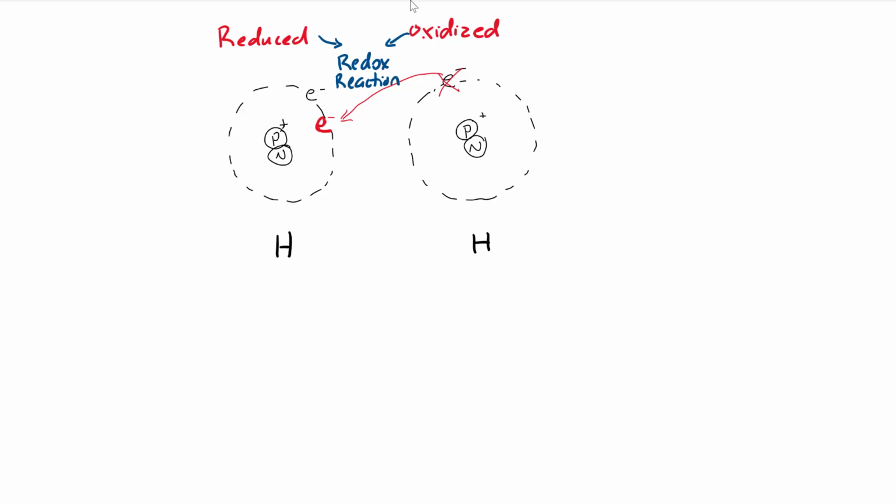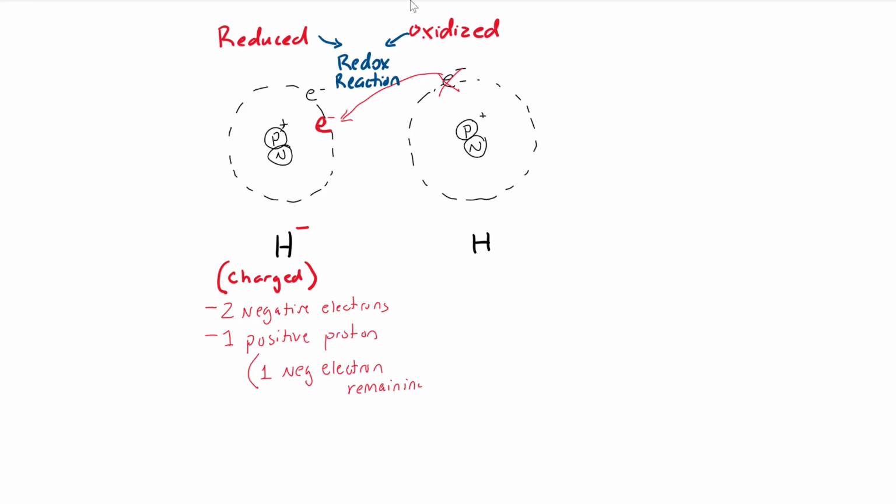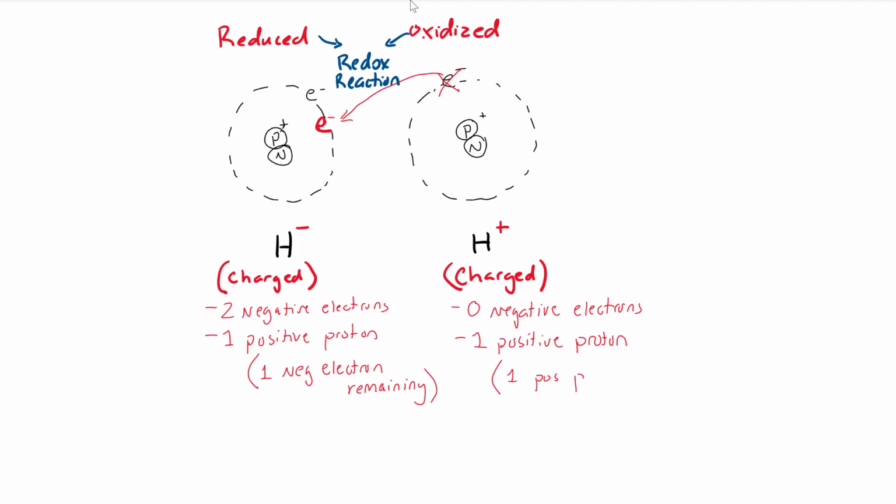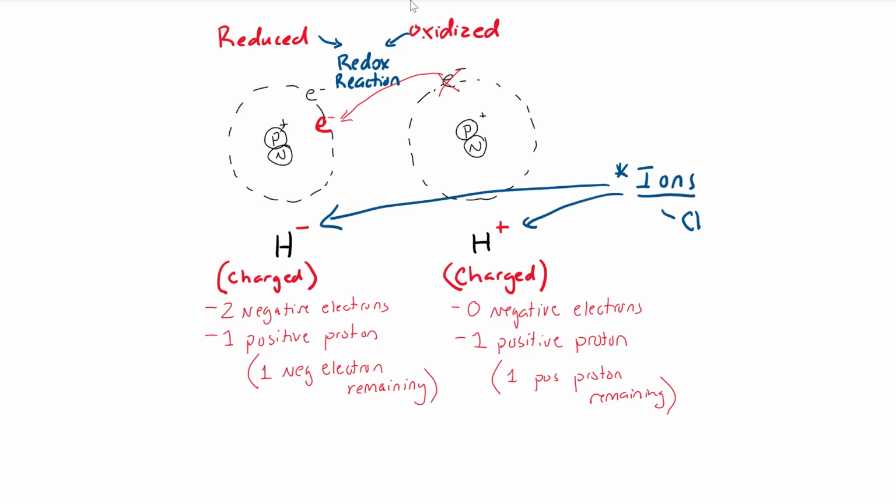The atom that gained an electron will have a negative charge. 2 negatives plus 1 positive means you have 1 negative electron left over. The atom that gave off the electron is also charged, but it's a positive charge because you have no negative electrons and you still have 1 positive proton. Atoms that have a charge are known as ions. Ions are just any charged atom.